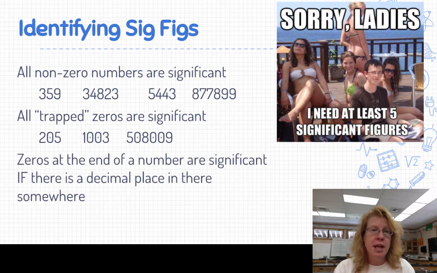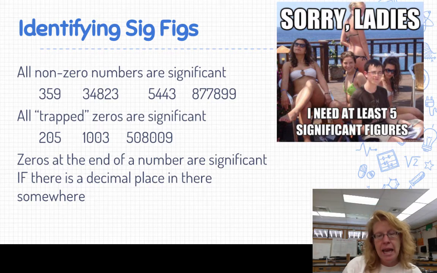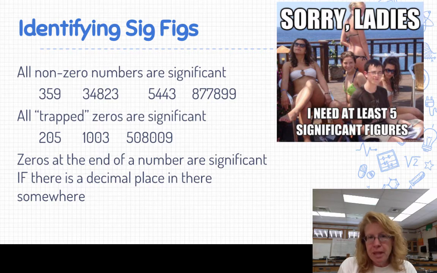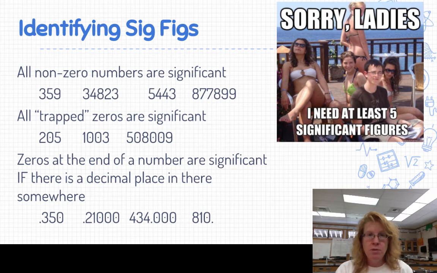It's when we get to zeros elsewhere, at the beginning or at the end of a number. Zeros at the beginning of a decimal number, a really small number, or zeros at the end of a large number is where things get really messy. So here's the cardinal rule. If you have zeros at the end of a number, and there's a decimal place somewhere in that number, then those zeros count. These are examples of what I'm referring to.